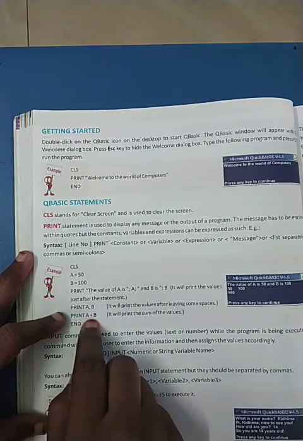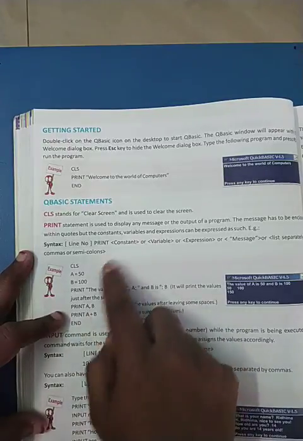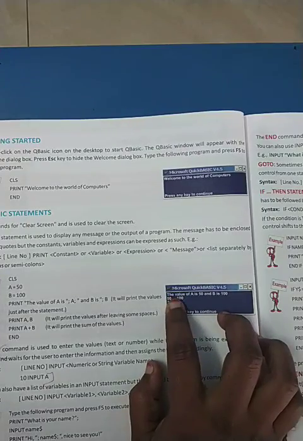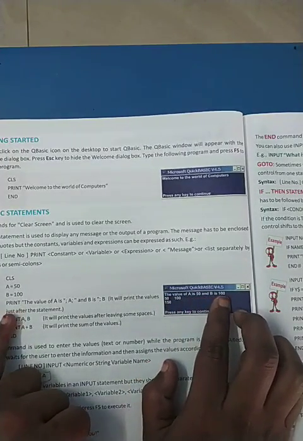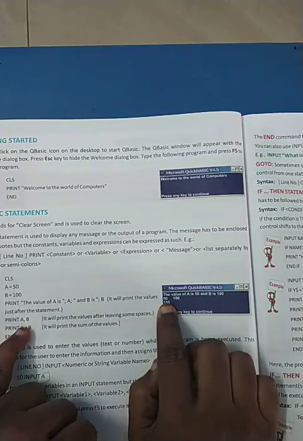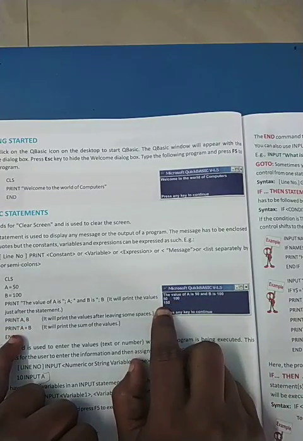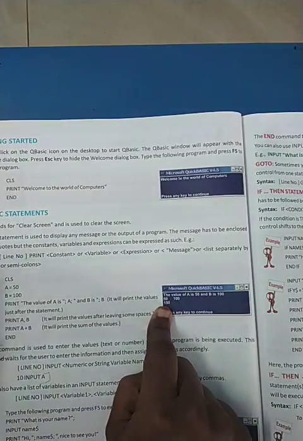Then print a plus b. This is an expression. This is a constant, variable and all this expression. And end. Look at the output here. The output will be: the value of a is 50 according to the first print, and b is 100. Then the second print will display 50 and 100 with the spaces, and with the third one, print a plus b, 100 plus 50, it will become 150.